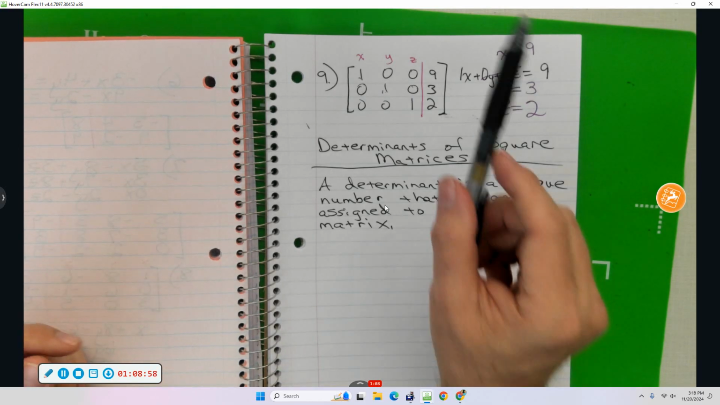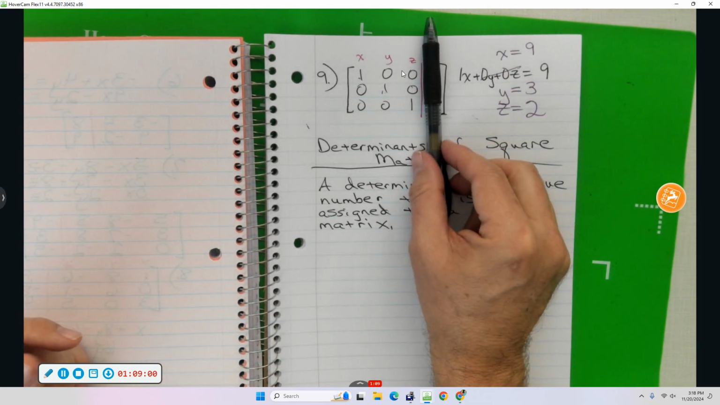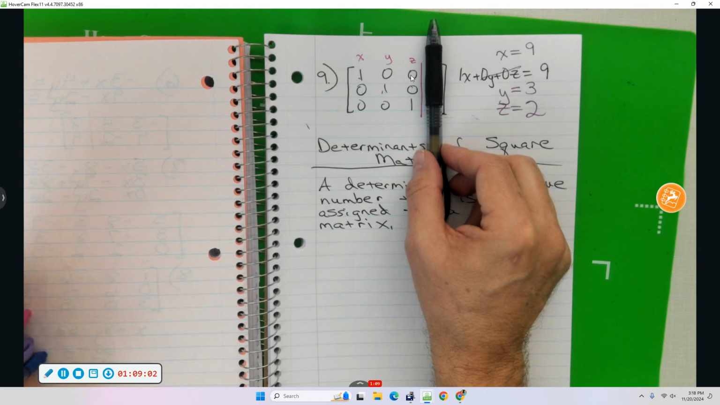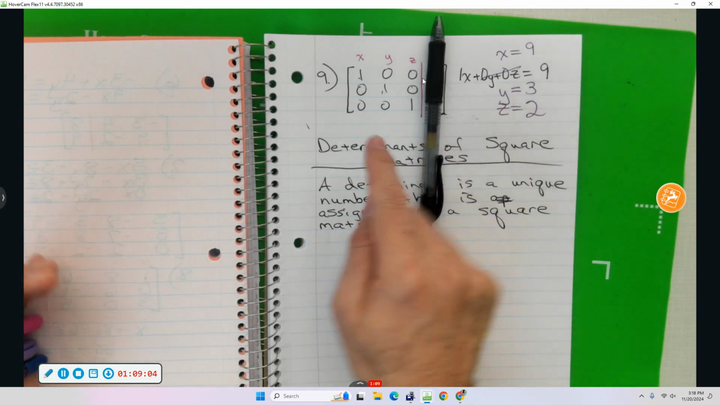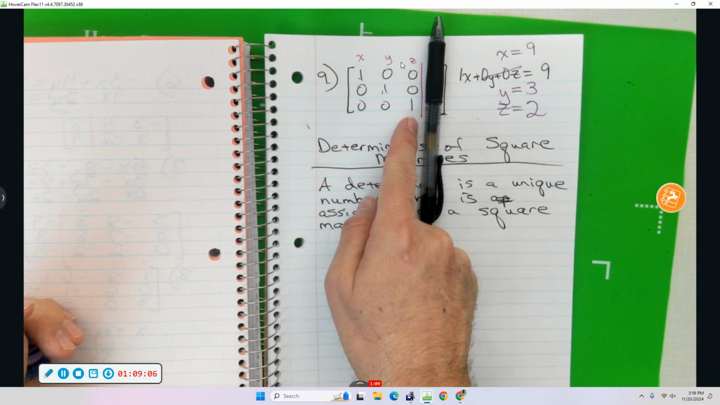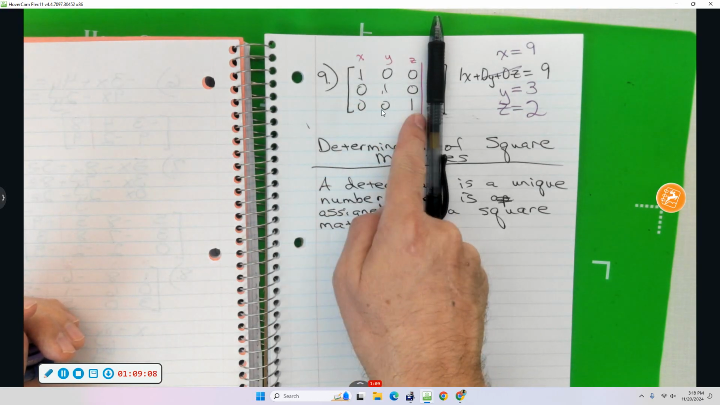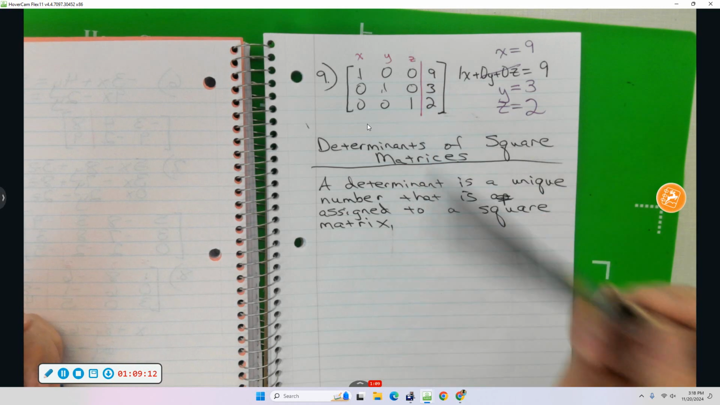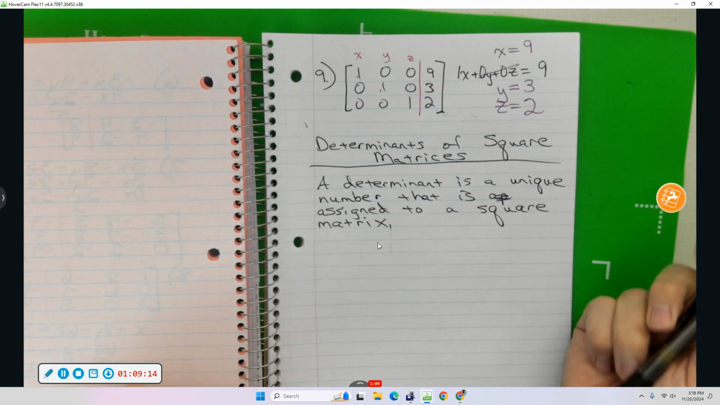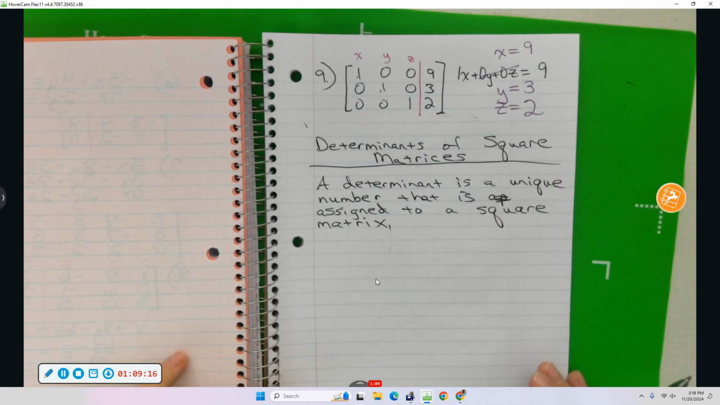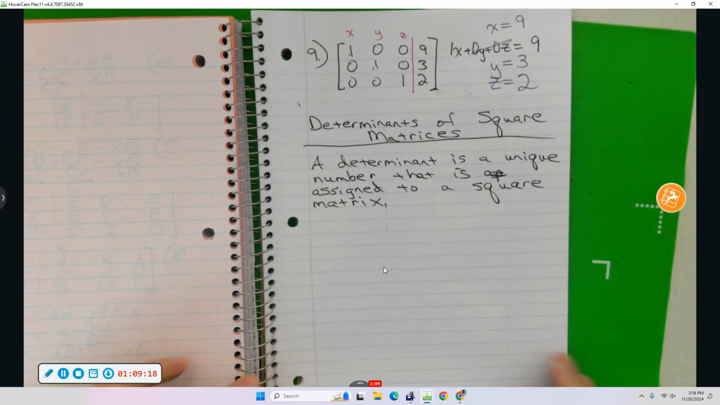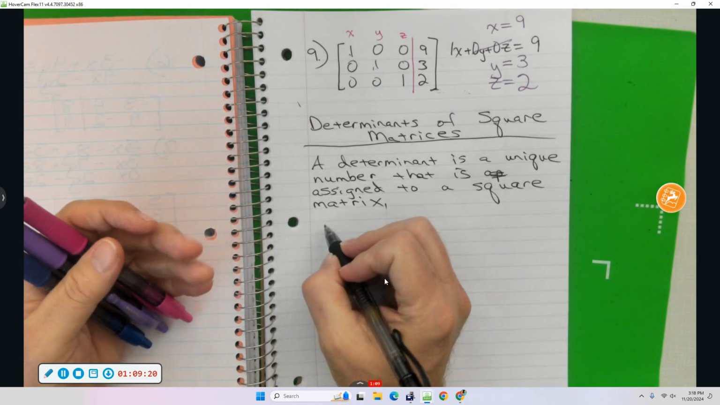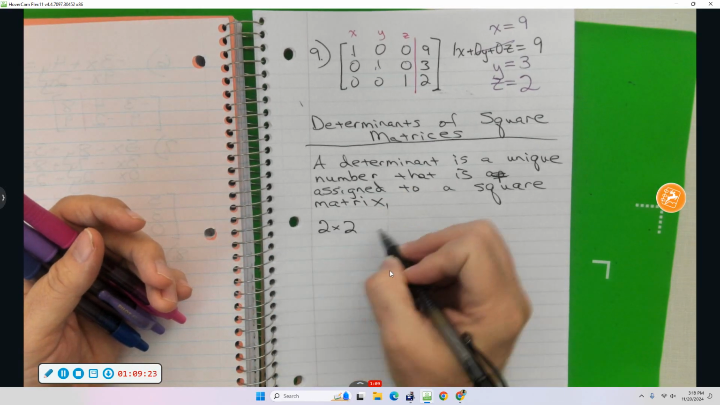Now, if we only looked at the coefficients, say a coefficient matrix, where we're only looking at the coefficients of X, Y, and Z, 3 by 3, that is a square matrix. You could find the determinant. We need to know how to find the determinant of a 2 by 2 matrix and the determinant of a 3 by 3 matrix. We'll start off with a 2 by 2 determinant.